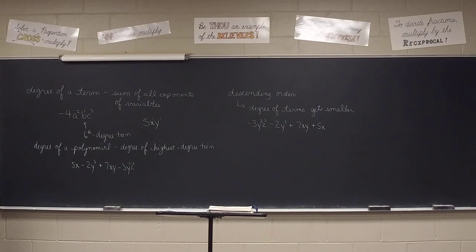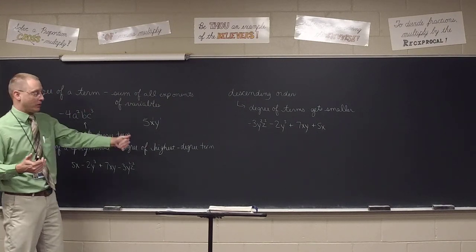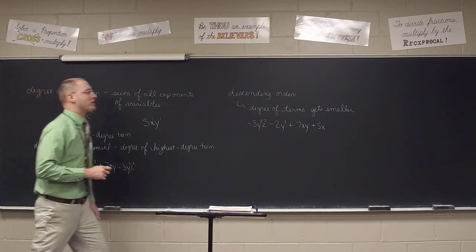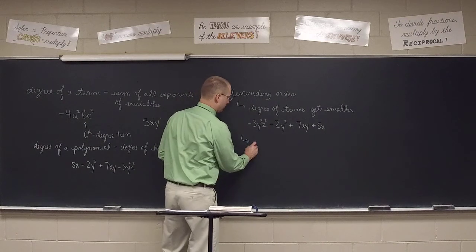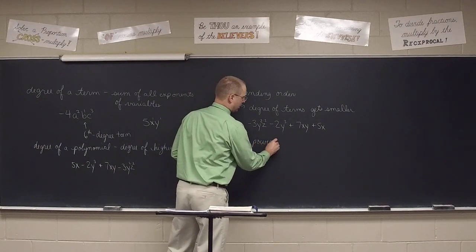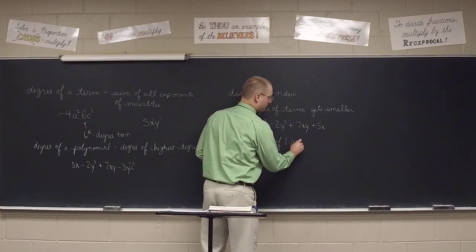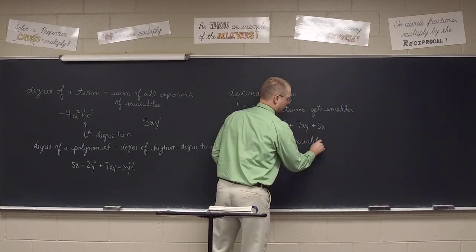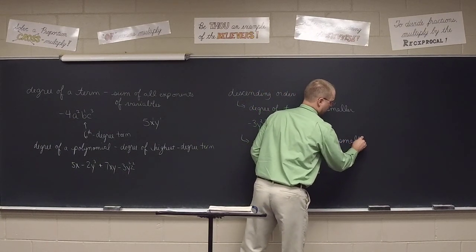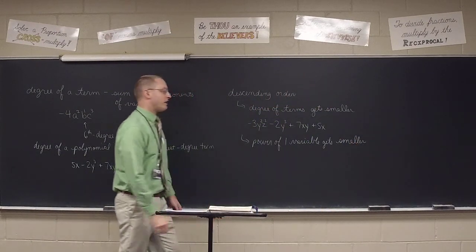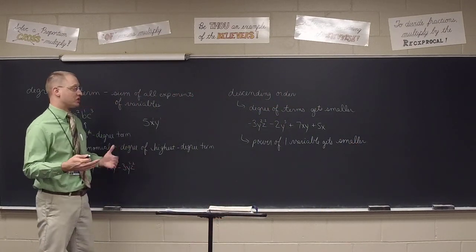Does that make sense? Descending, meaning going down, right? The degree is going down, it's getting smaller. There's another way the descending order may be used as well, though. And this is where the power of one variable gets smaller. That's another way you can use descending order.